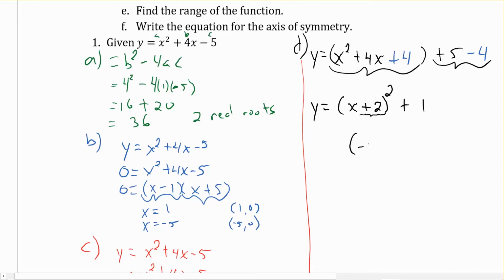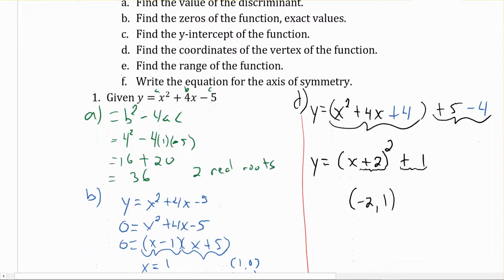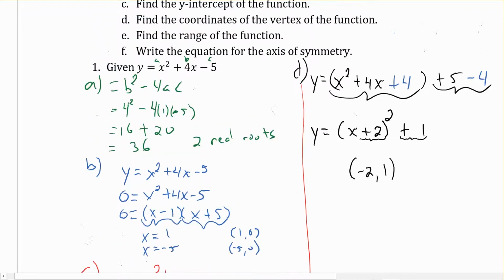So this would be x negative 2. The other way of thinking about that is think about like what x would be there. It would have to be negative 2 if we were making that equal to 0. But I guess that doesn't really make sense either. Just remember it's the opposite sign, so negative 2. And then this one is exactly the same as it's written, so that would be plus 1, or just 1. So there's our vertex. Last one, write the equation for the axis of symmetry.